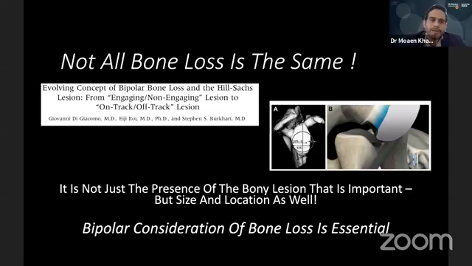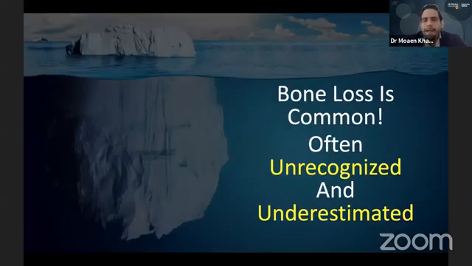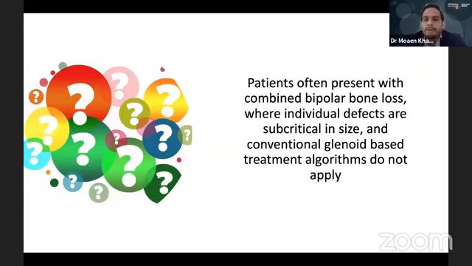So it is not enough to just look at the glenoid and determine the treatment. You really have to be looking at the Hill-Sachs lesion, the location of the Hill-Sachs lesion on the humerus, and we'll talk a little bit more about how we are doing that, and that should really be playing an important role in your treatment. I think the most important thing to recognize is that bone loss is actually very common, and it is often unrecognized, and most of the time it is underestimated. Patients often will present with bipolar bone loss where individual defects are subcritical or smaller in size, and conventional treatment algorithms such as our arbitrary cutoff number of 20% for a Latarjet may not necessarily apply to these patients.